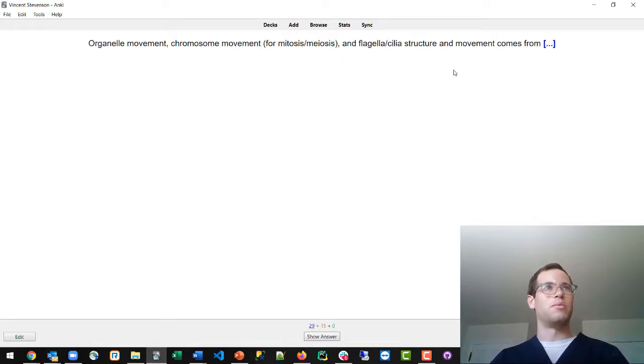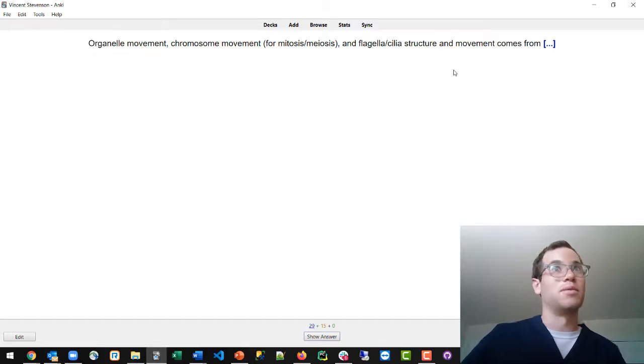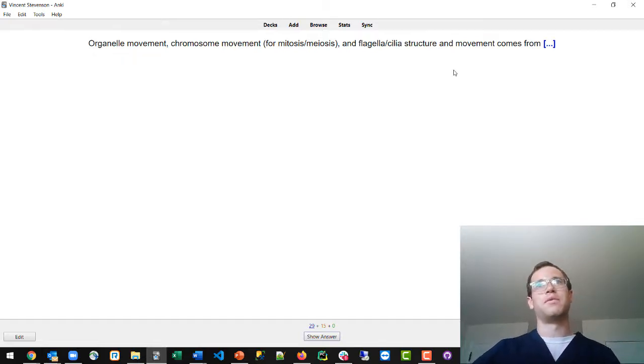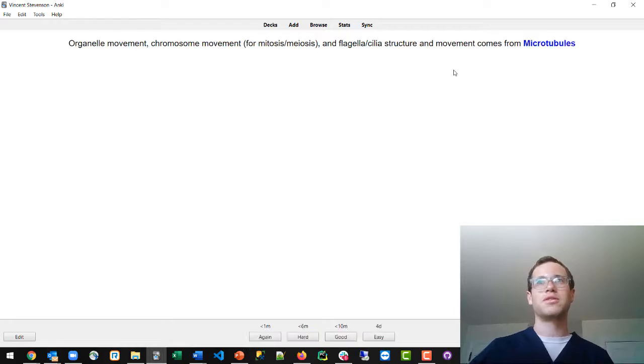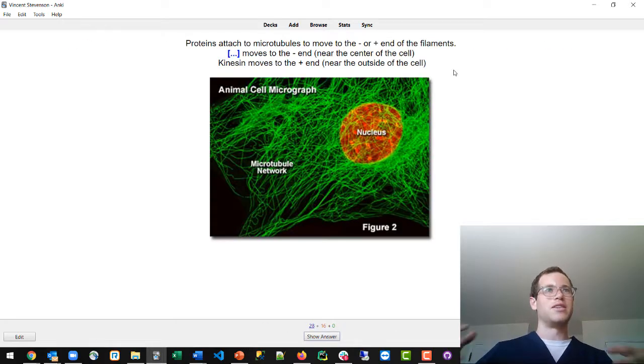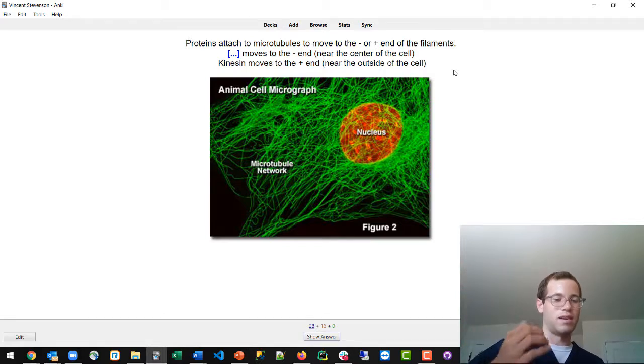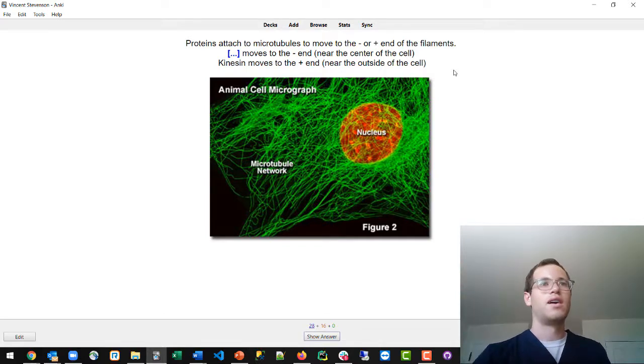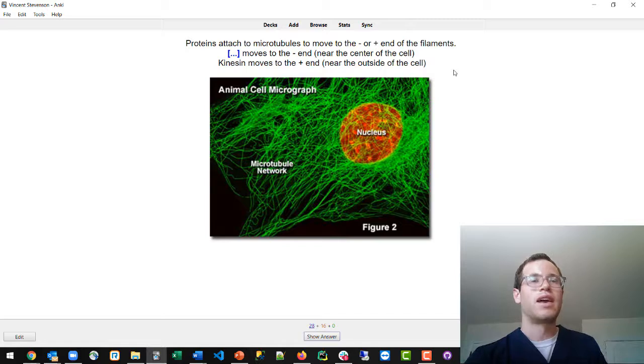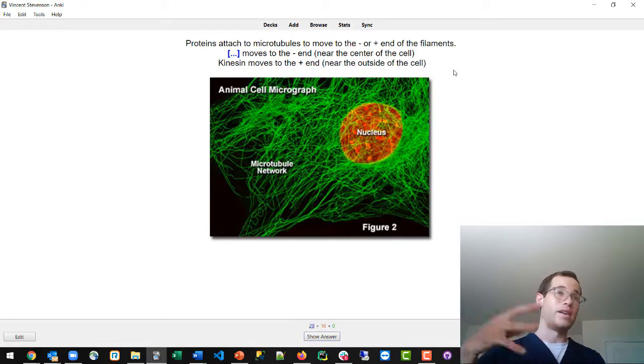Now, organelle movement, chromosome movement, which is used for mitosis and meiosis, and cilia and flagella structure and movement, come from this thing called microtubules. These microtubules are pretty interesting because they are kind of like rods, and they can really provide that strength and support for the cells. And on these microtubules, you can have proteins that will move stuff. These motor proteins will move things back and forth.